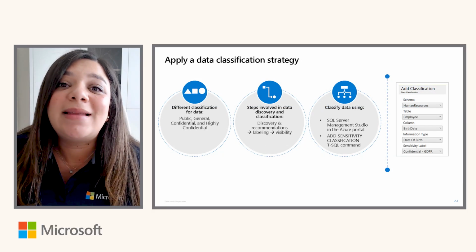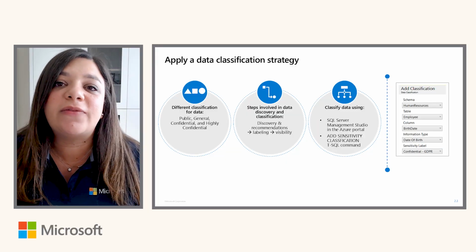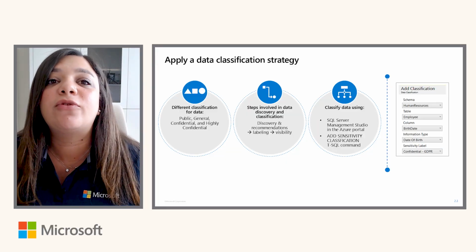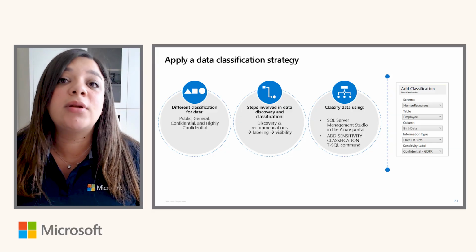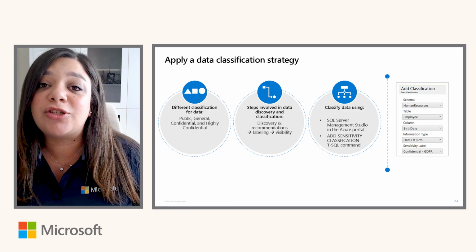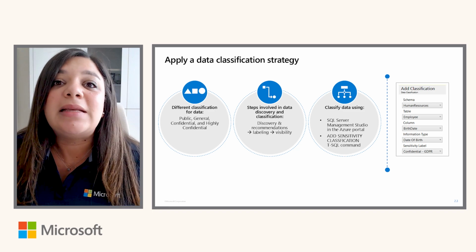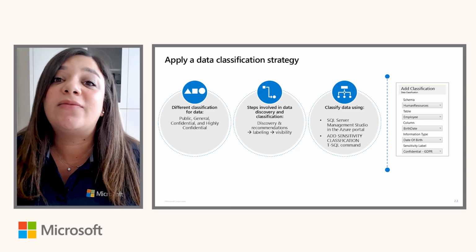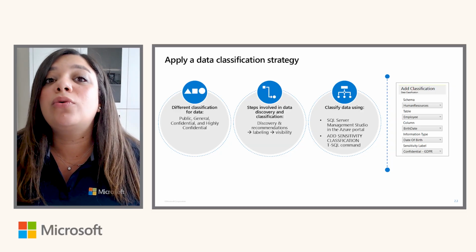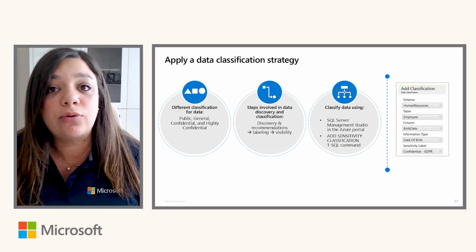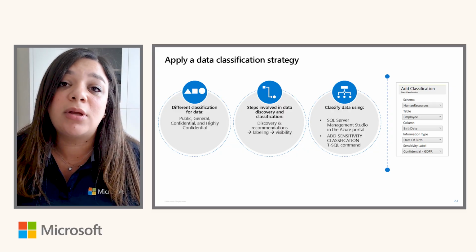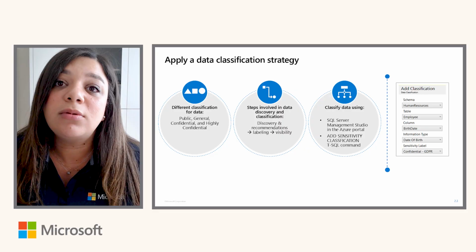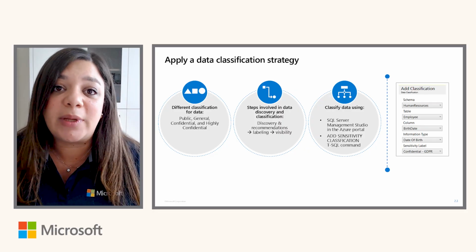Here we're talking about data classification. This is a key security feature, again, that helps protect sensitive information at the column level. There are four classification levels, so know about public, general, confidential, and highly confidential. These help categorize data based on sensitivity. You can also use those in SSMS or T-SQL. And you also need to know the three key steps for classification: discovery and recommendation, labeling, and visibility.